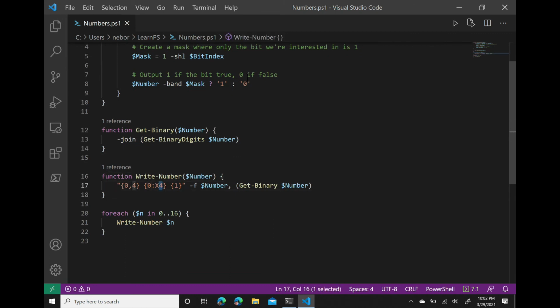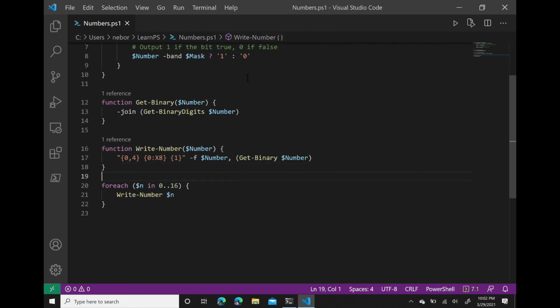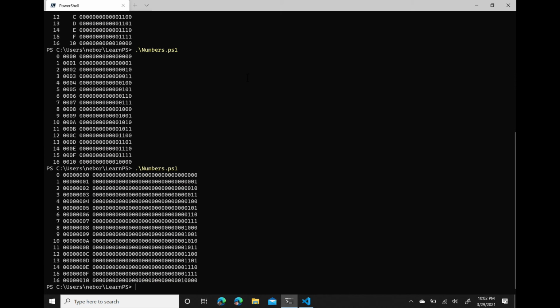And then when writing the hexadecimal, for 32 binary digits, each hexadecimal digit is 4 binary digits. So we need 8 hexadecimal digits to represent a 32-bit binary number. So let's write this again. Okay, so here's our new format.